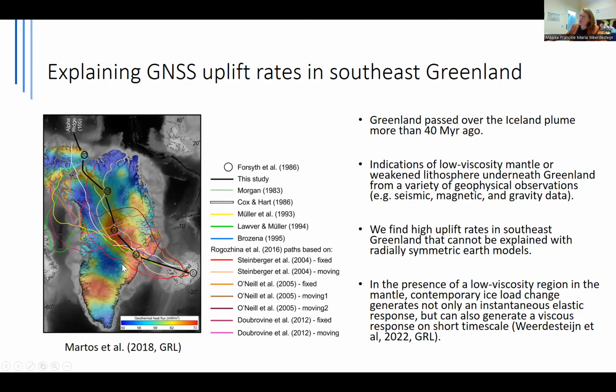So we find very high uplift rates in Southeast Greenland. I don't know if you can see my mouse, but that will be there. They cannot be explained with Earth models that are radially symmetric. We also found in one of our studies that in the presence of a low viscosity region in the mantle, the contemporary ice loading change generates, next to the elastic response, also a viscous response on short timescales, which can be much larger than the elastic response. So definitely a factor we need to take into account.